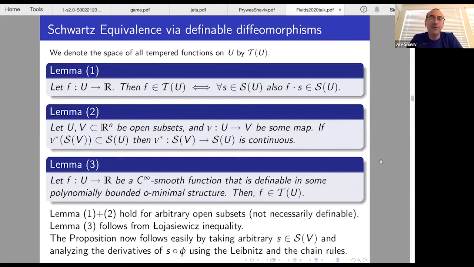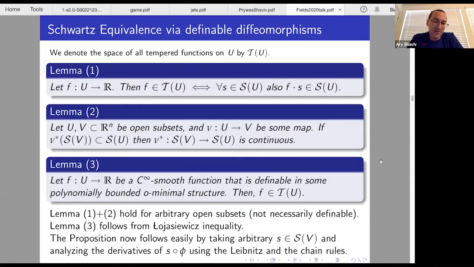Now, how will the derivatives of S composed with phi look? It will be just some derivative of S evaluated at phi of x times some derivatives of phi, right? We will have sums of such things. We use the Leibniz rule and the chain rule, so we have many such creatures. But any derivative of S is Schwartz also. A derivative of a Schwartz function is Schwartz almost by definition, and all the elements outside the derivatives of phi will be definable, because derivatives of definable functions are definable.